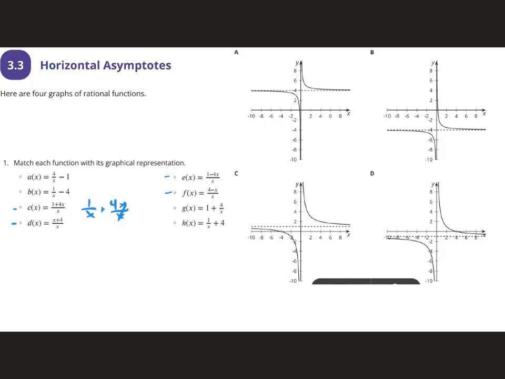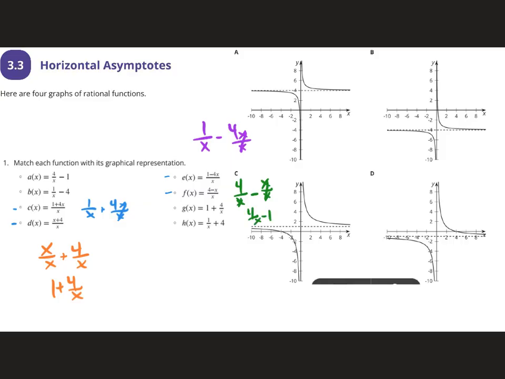For D, if I do x over x plus 4 over x, that makes 1 plus 4 over x. For E, if I put 1 over x minus 4x over x, the x's cancel out, and I wind up with 1 over x minus 4. And for F, if I do 4 over x minus x over x, these cancel out. I get 4 over x minus 1.